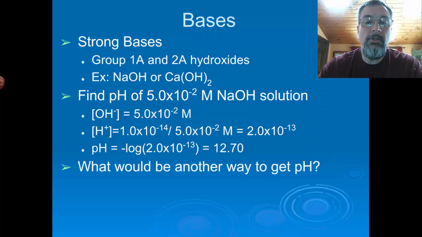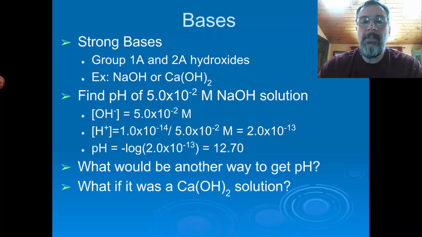There's another way to do this. There's another way to get the pH rather than the way that I just showed you. Think about it and see if you can figure it out. Okay. What about if it's a calcium hydroxide solution? Notice that calcium hydroxide has 2 moles of OH minus per mole of Ca(OH)2. Think about that. How would that affect your calculation?